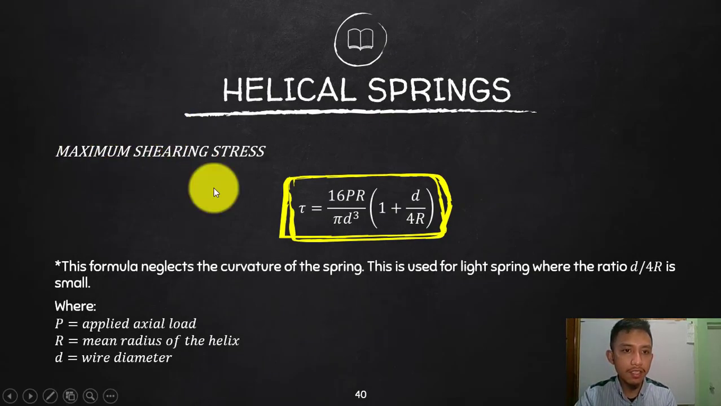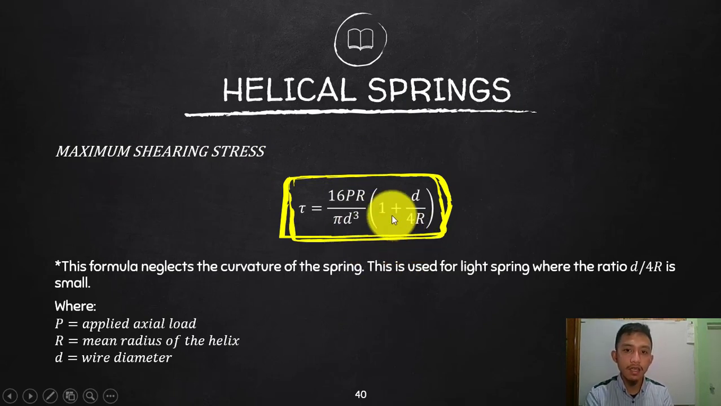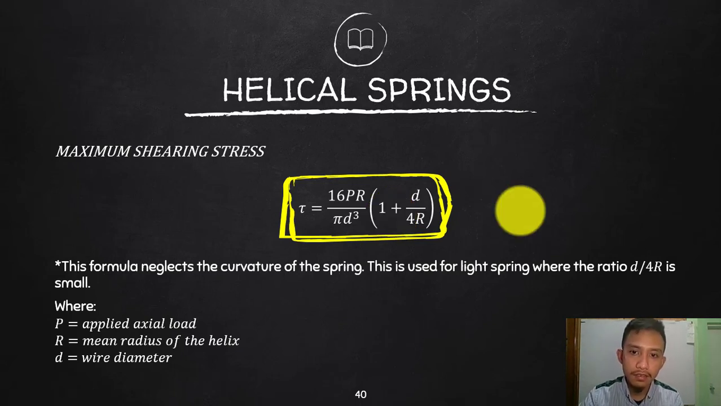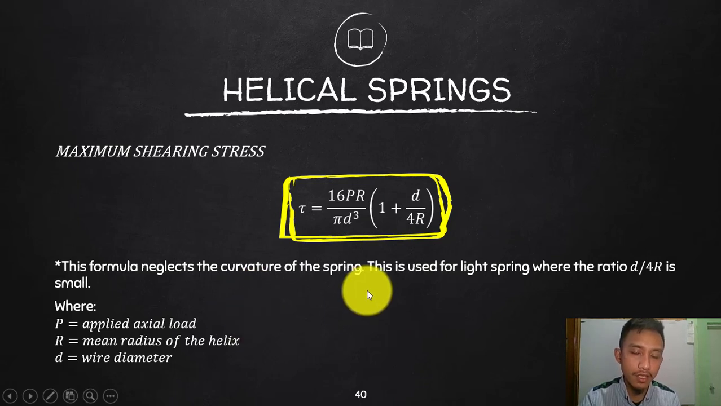So, maximum shearing stress on the helical spring. I will just give you the formula directly. I will not give you the derivation because that is actually complicated, and it will complicate the matter. Our focus here is to understand the formula and to use it on a certain problem.